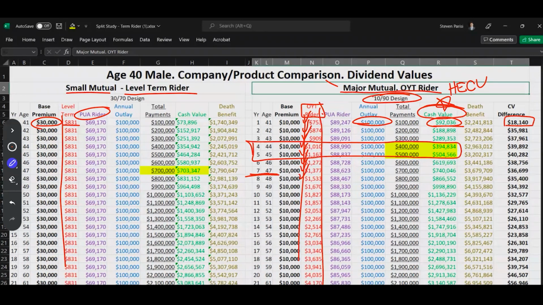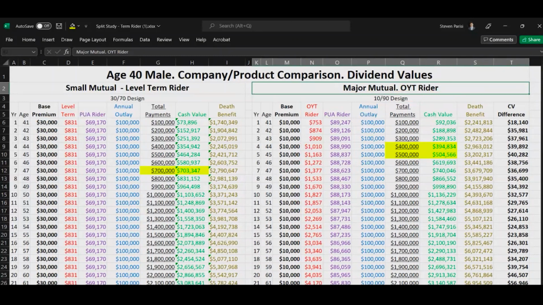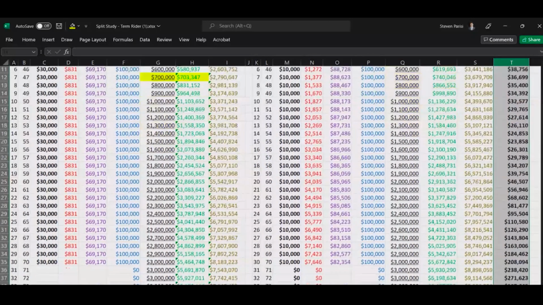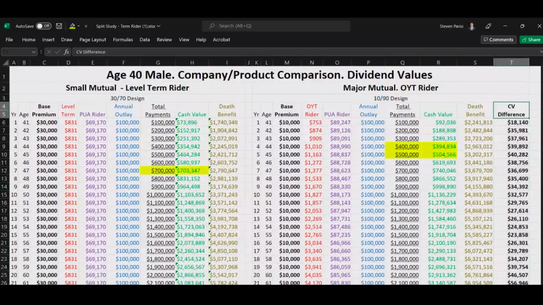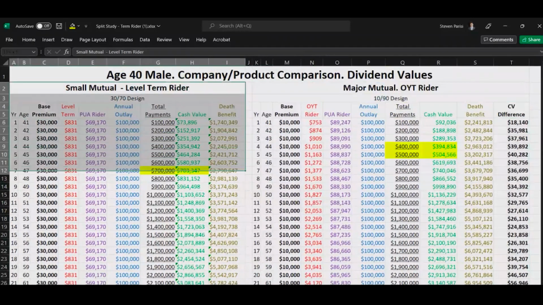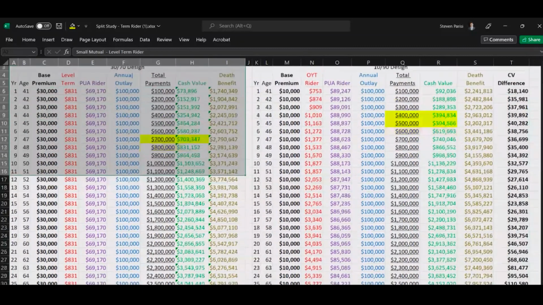And this is comparing the 1090 to the 3070. We also ran a separate comparison with the 397 and 1090, and long term, this one did produce more value, guaranteed and non-guaranteed. I did want to add that though, because if I'm watching this, I would have that same question. So far, right, CV difference. This displays how much more or less you have in cash value with this design compared to the smaller mutual company over here with the higher base premium.